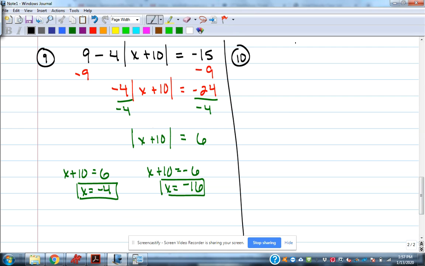Number 10. Let's look at this one. Negative 16 equals negative 12 times the absolute value of x over 5 plus 8. So throw in a fraction looking thing in there because everybody loves those.